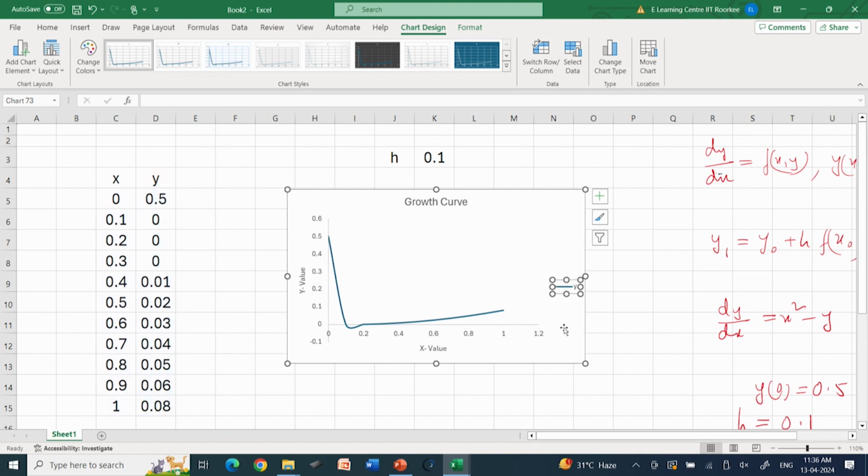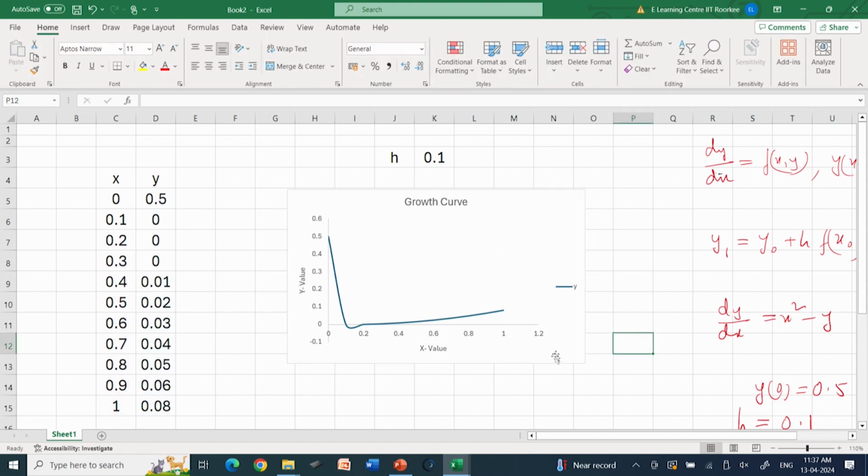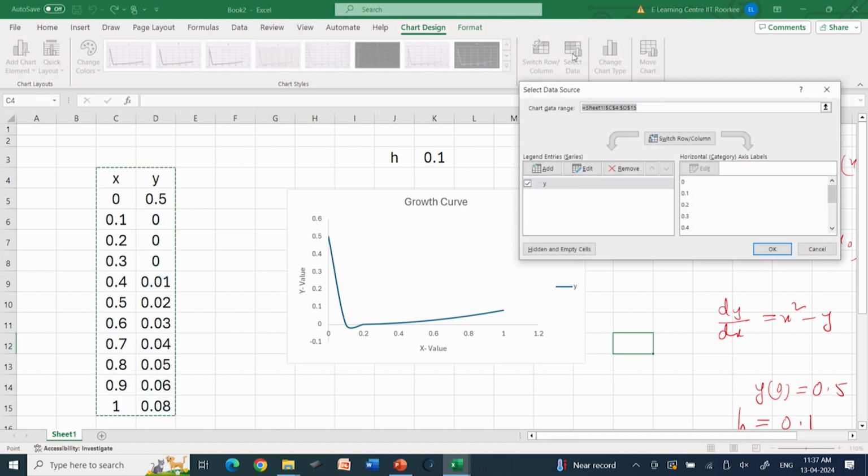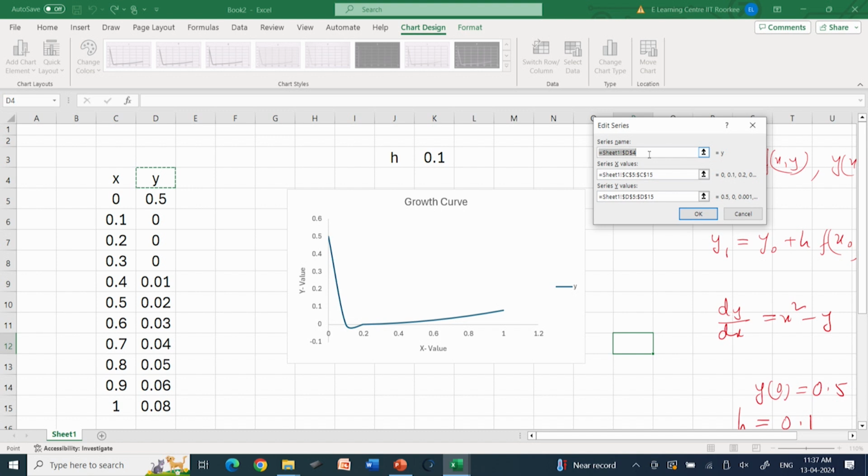Now, if I want to change this legend, this one, what I have to do, and this is important, is select this curve as you have selected. If I select outside, this is gone. If I want to select, and you can see that this has been selected, go to chart design and then select data. The moment you select data, you will see here this y has come here. So, this is the legend. You have to click this y and go to this edit. So, here something is there.